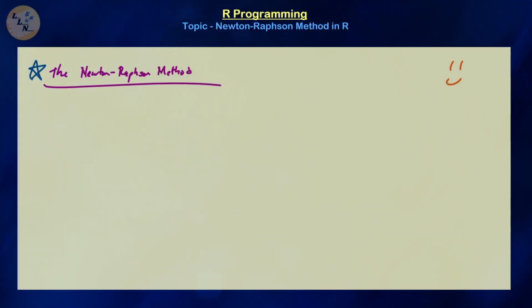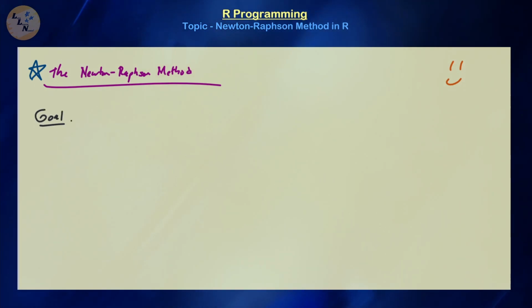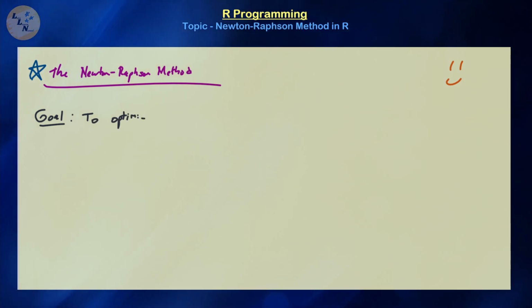Today we're going to be introducing a numerical technique that is often used to solve at least basic optimization problems, and that is called the Newton-Raphson iteration method. The goal of the Newton-Raphson iteration method is, well, there's usually two goals that it is used for, but the first that we're going to be focusing on is to optimize some functional.